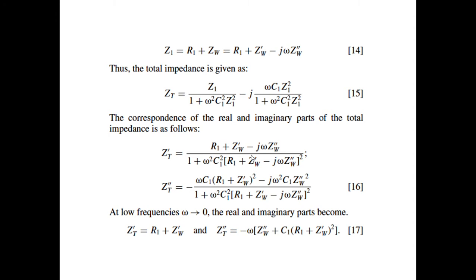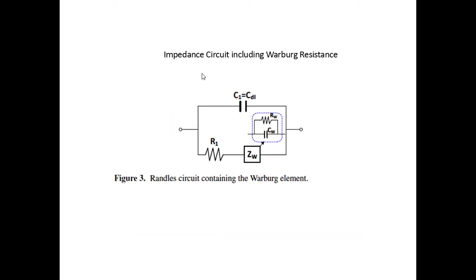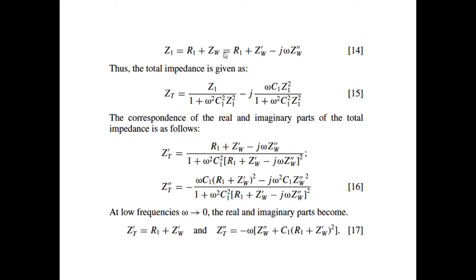The circuit is called the Randles circuit. Now Z1 is this part. Z1 has R1 plus ZW, the impedance coming from the Warburg part. Again, this ZW can be split into a real and imaginary part as before, and the total impedance will be like this, in terms of C, Z, omega, and so on. If you have a solution resistance, then you add the solution resistance here, and that becomes part of this real part as well.